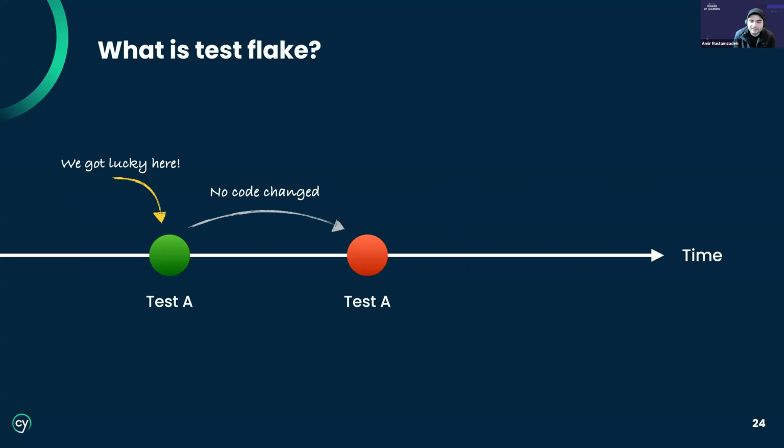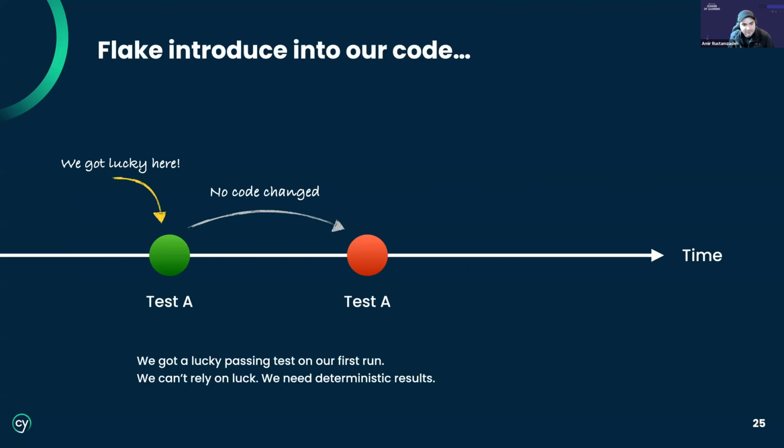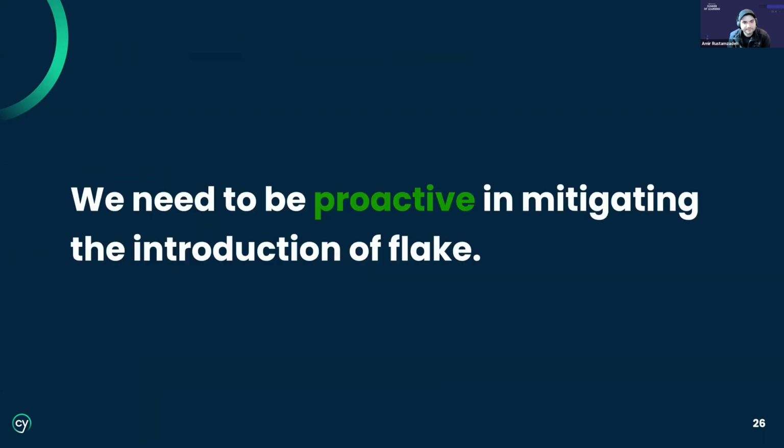Now, the first time we ran this test and it was green, well, at that point in time, this test was flaky. We just didn't know it yet. We simply got lucky when it passed. So it was all just luck. And we can't rely on luck, because we need deterministic results when we're doing tests, because we need that confidence in our test suite. And so we need to be more proactive in mitigating the introduction of flake into our code base and into our CI runs.